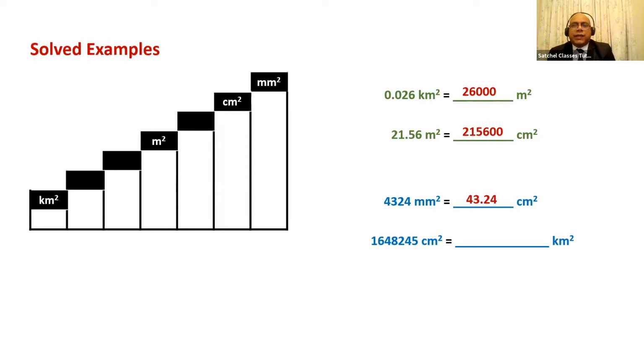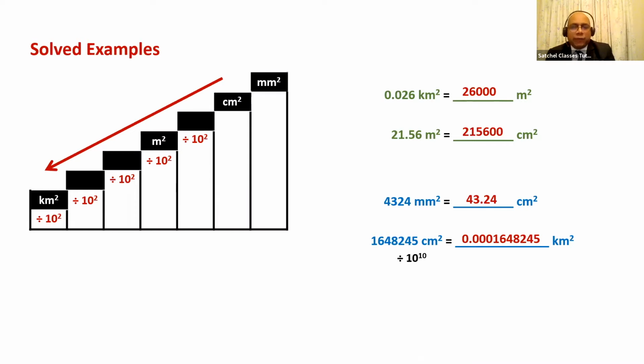How about centimeter squared to kilometer squared? So 1,648,245 centimeters squared. How much is that in kilometers squared? From centimeter squared to kilometer squared, as you can see, it's 5 steps down. So 10 squared, 10 squared, 10 squared, 10 squared, 10 squared. If you divide that 5 times, you'll get 10 to the power of 10. So your final answer will be to divide by 10 to the power of 10, which will end up giving you this answer, 0.000164824 kilometers squared.